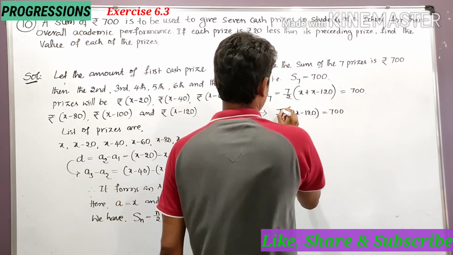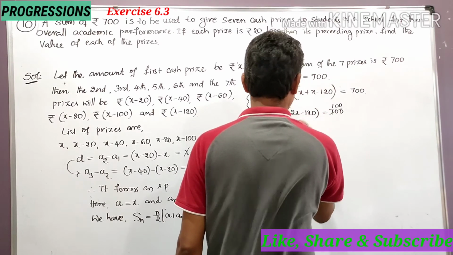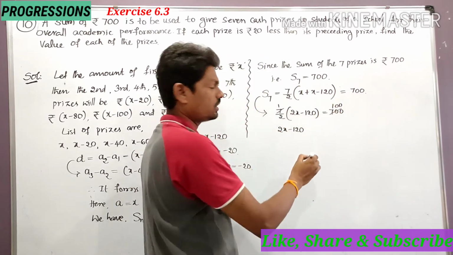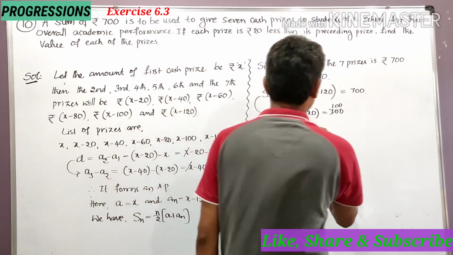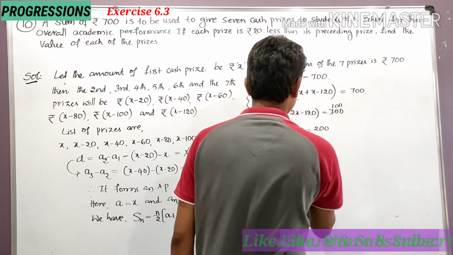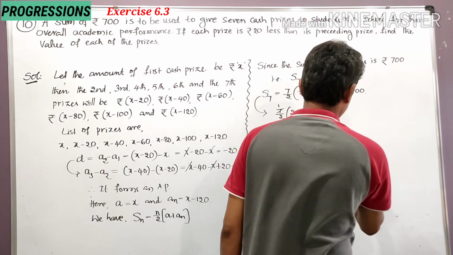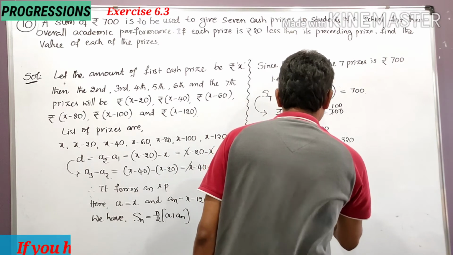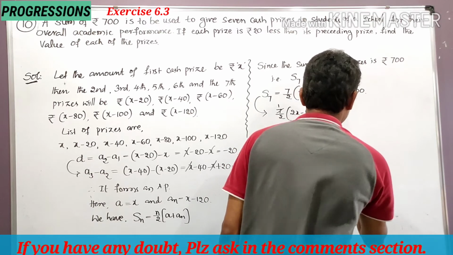So here we get 7 ones and 7 hundreds. So 2x minus 120 is equal to, take 2 to the right side, it becomes 100 into 2, that is 200. From this we get 2x is equal to 200 plus 120, that is 320. So minus 120 becomes plus 120. Therefore x is equal to 320 divided by 2, which is 160.